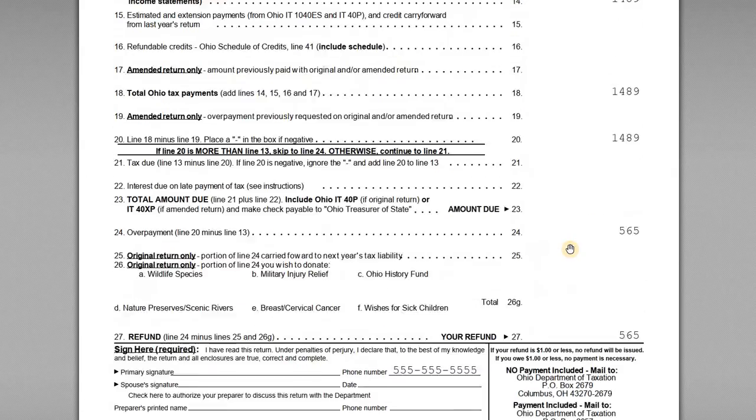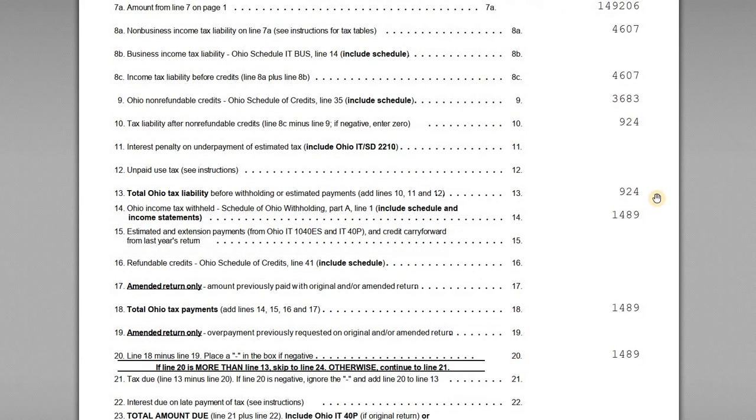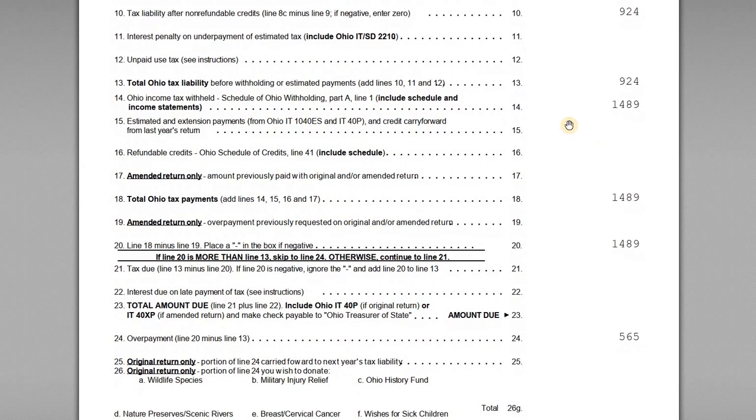So let me scroll back up here. We've got our Ohio 1040, line 9, our non-refundable credit, $3,683. So the total tax is $924. This is our actual liability based on that Ohio portion of income. So $924 on that $30,311 of taxable income in Ohio. And so $924 is basically what we owe, and now we have to account for any kind of withholding or payments that were made. And so that's done on the Ohio income tax withheld schedule.